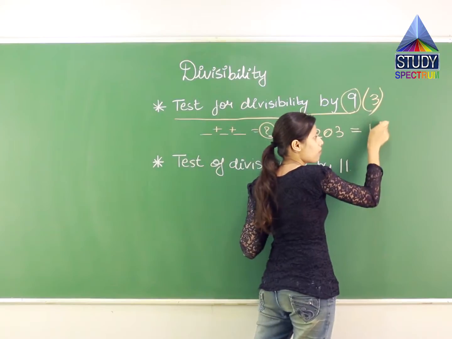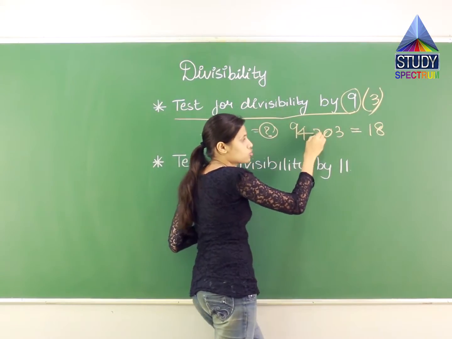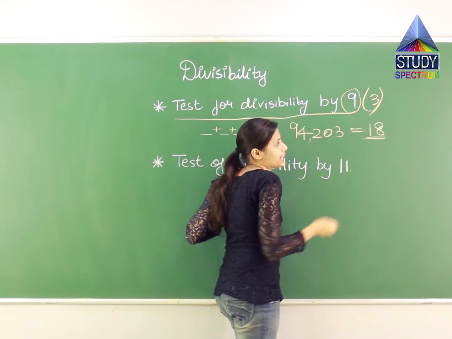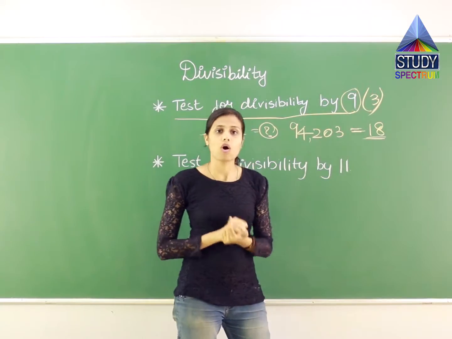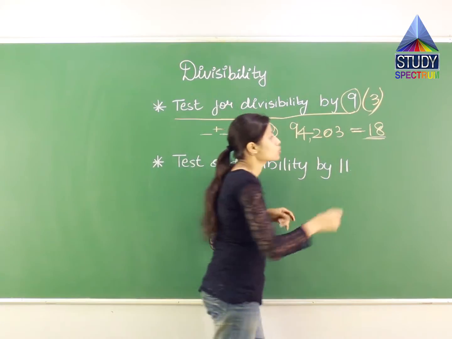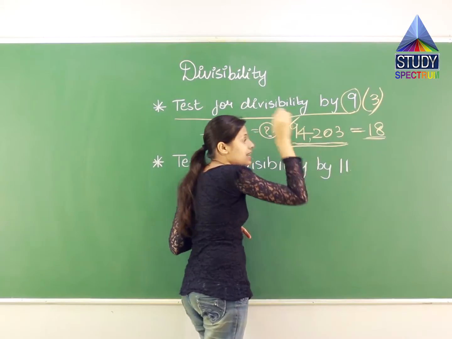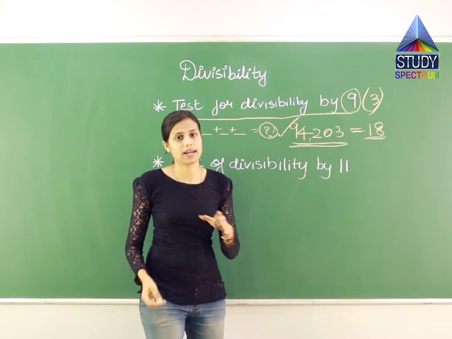So what is the sum of this? I just added this all. 9 plus 4 plus 2 plus 0 plus 3 equals what? 18. Now I will check whether this 18 is divisible by 9 or not. 9 ones are 9, 9 twos are 18. So the answer is yes. So I can say that this number is divisible by 9. Remember, this number is divisible by 9.